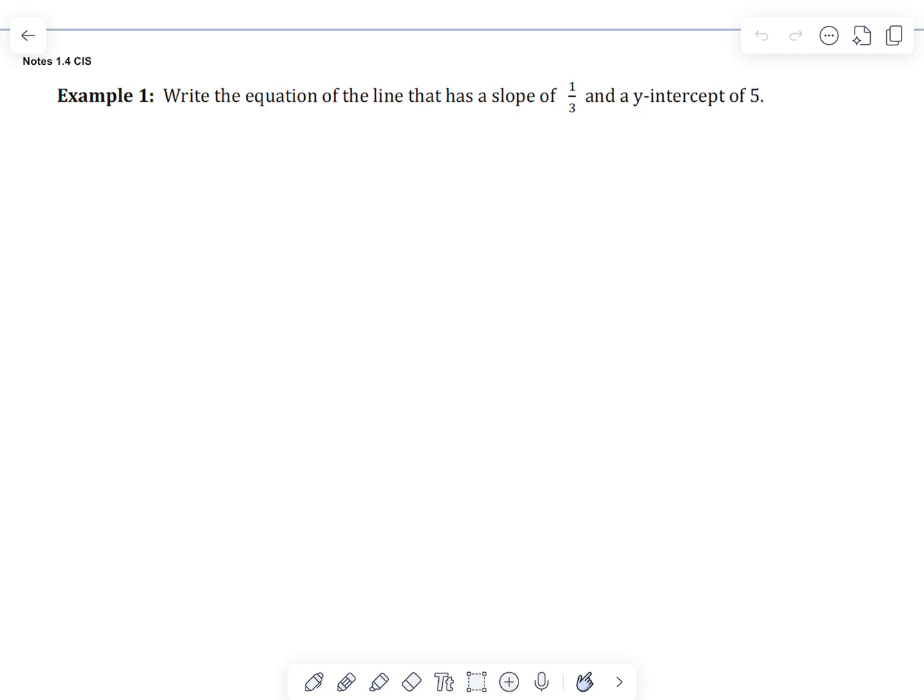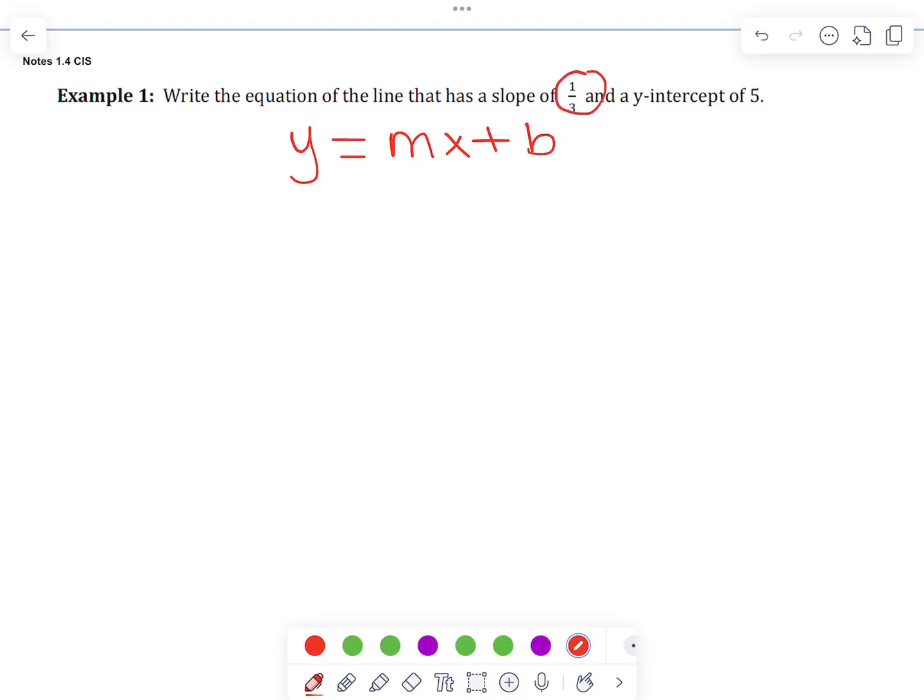All right, this is on equations of lines. So we want to write the equation of the line that has a slope of 1/3 and a y-intercept of 5. To remember, y equals mx plus b. m is the slope and b is the y-intercept. So 1/3 is going to be the m and 5 will be the b.